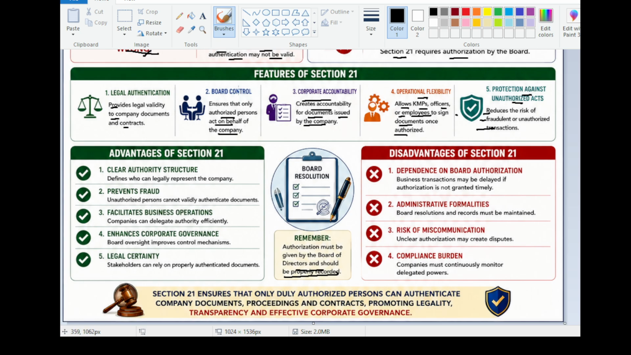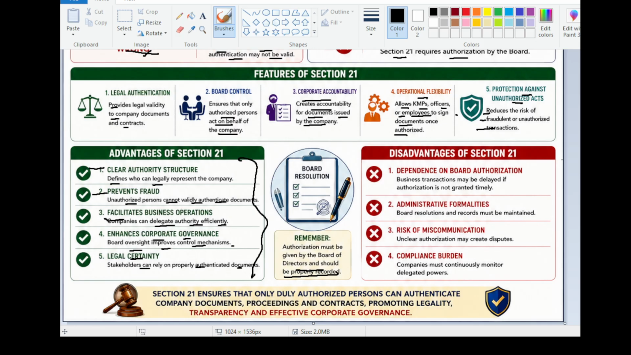Here are the advantages of Section 21. Clear authority structure defines who can legally represent the company. It prevents fraud, as unauthorized persons cannot validly authenticate documents. It facilitates business operations, as companies can delegate authority effectively. It enhances corporate governance, as board oversight improves control mechanisms. And legal certainty: stakeholders can rely on properly authenticated documents. These are the advantages of Section 21.